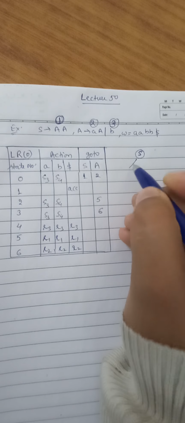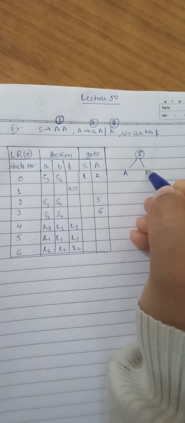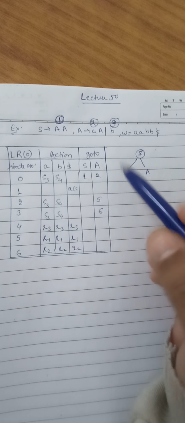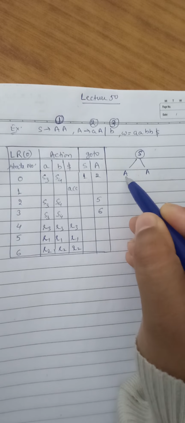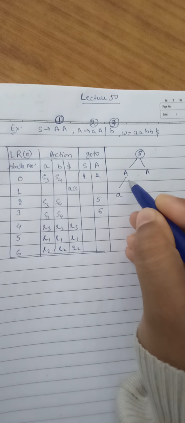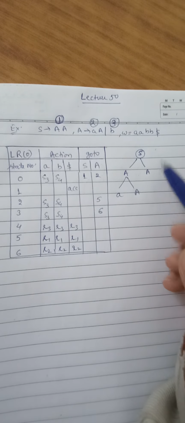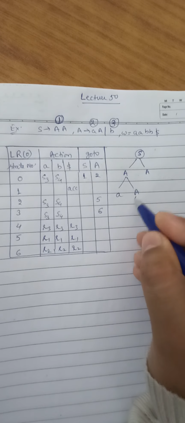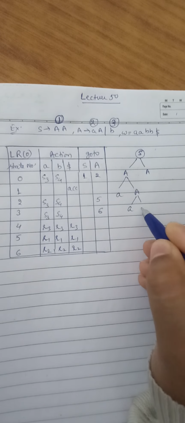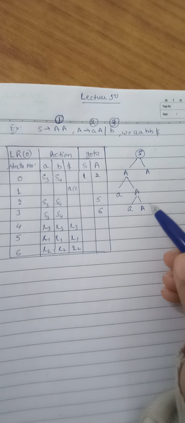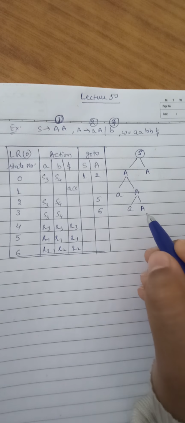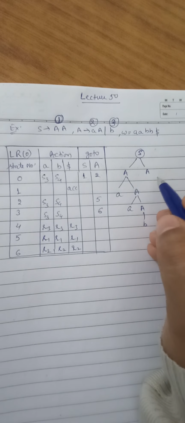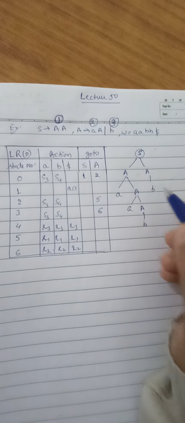So S tends to AA. Then what is required? Then the next is A, and further we need AA. So one A we will get, and again we will break it into AA. Then what is required? B. And A tends to B also, so we will write B, and here also we will write B.